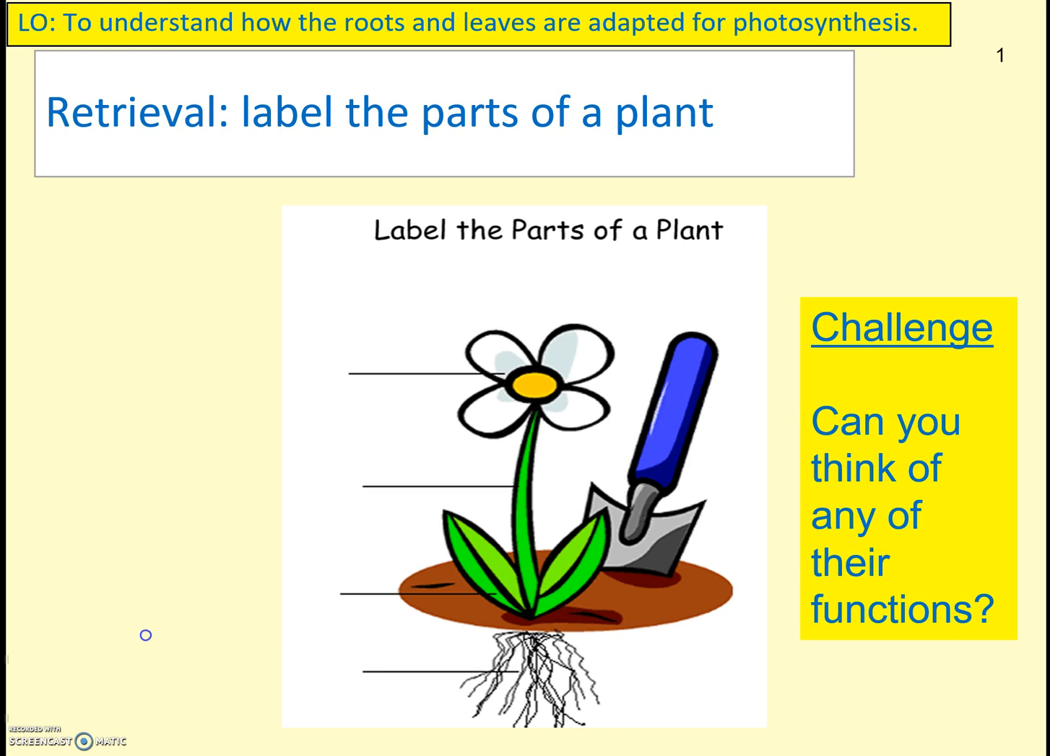In today's lesson, we will be moving on to a new biology topic. We will be looking at how the roots and leaves of plants have been adapted, that is, what makes them good at doing their job.